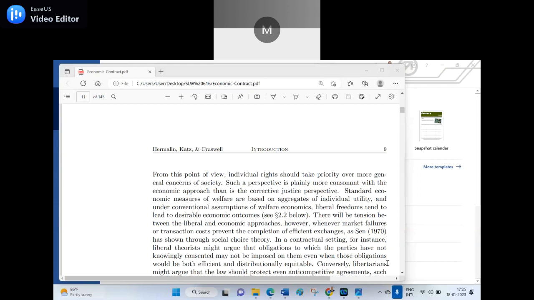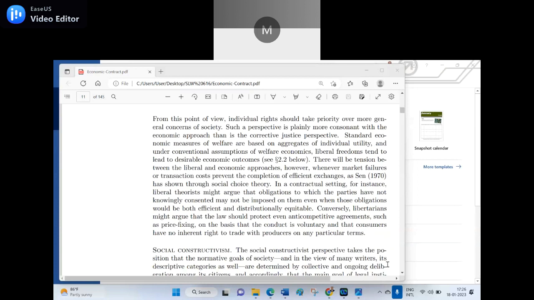So that is the reason there is a conflict between the liberal approach and the economic approach. In a contractual setting, for instance, liberal theorists might argue the obligation to which the parties have not knowingly consented may not be imposed on them, even if those obligations would be both efficient and distributionally equitable. Conversely, libertarians might argue that the law should protect even anti-competitive agreements such as price fixing, on the basis that the conduct is voluntary and the consumers have no inherent right to trade with the producers on any particular terms.